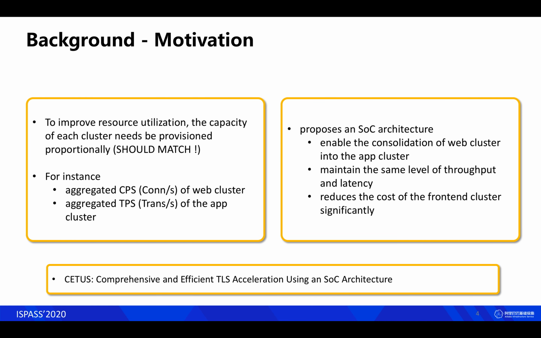The capacity of each cluster needs to be provisioned proportionally to prevent resource underutilization and starvation. In other words, the aggregated connections per second of the web cluster should match the aggregated transactions per second of the application cluster. To handle these scenarios, we propose CETUS, a novel front-end architecture designed to address the inefficiencies in existing front-end clusters of hyperscale data centers. CETUS enables the consolidation of the web cluster into the application cluster while maintaining the same level of throughput and latency, and thus can significantly reduce the cost of the front-end cluster.